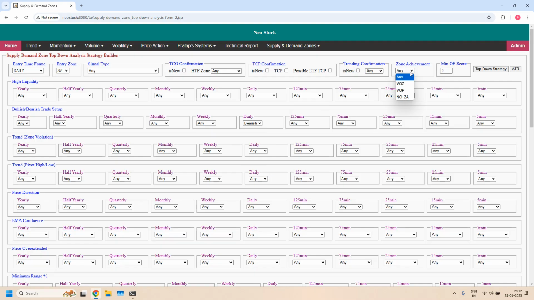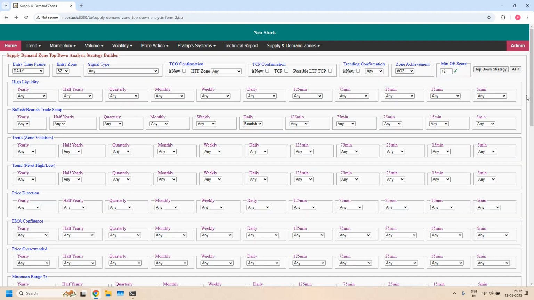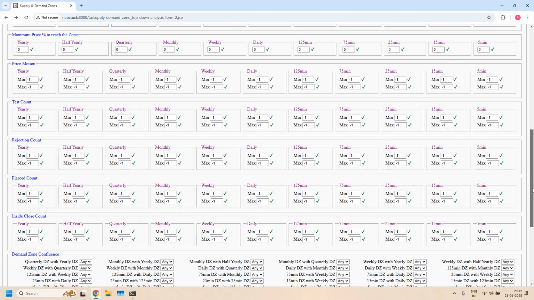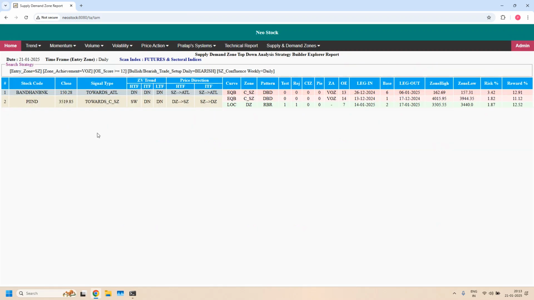And these daily supply zones should have zone achievement violated opposing zone, odd enhancer score 12. Both filters are applied to the daily supply zone. Let's filter. We got 2 stocks. Let's verify these 2 supply zones. Are any of these supply zones having ITF supply zone confluence, that is daily and weekly supply zone confluence? Enable the filter. We got both the stocks.